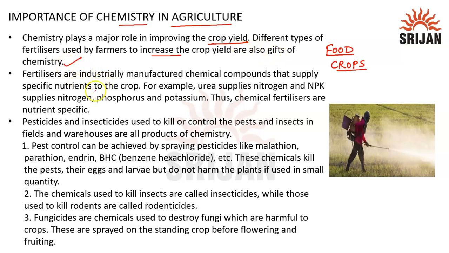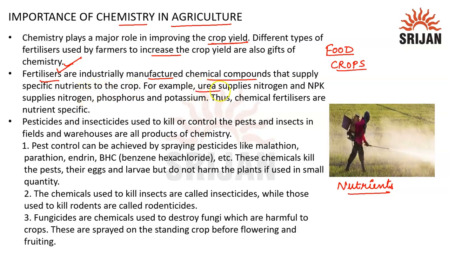So fertilizers are actually the chemicals that are used to increase the crop yield. So fertilizers are basically industrially manufactured chemical compounds. So how do they increase the crop yield? So crops actually require some specific type of nutrients for their growth, which is provided by soil. So sometimes soils lack those nutrients, so they are supplied using chemicals, and those chemicals are called fertilizers.